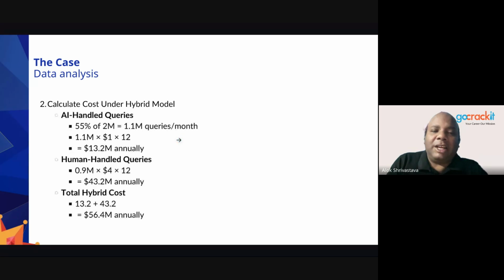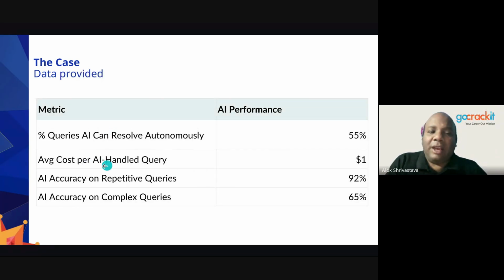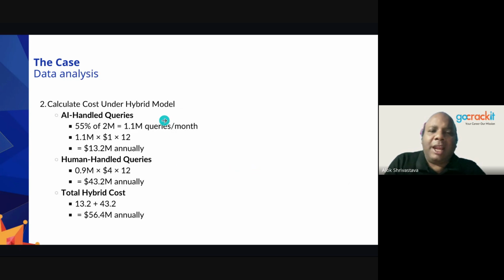So let's calculate that cost. 55% of 2 million is 1.1 million queries per month, and each query is $1 in AI. The average cost per AI handled query is $1. So your cost for AI handling queries will be 13.2 million per year. This is per month into 12, which gives the 13.2 million.